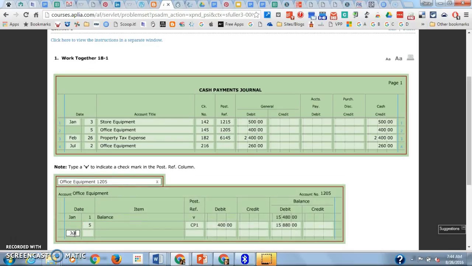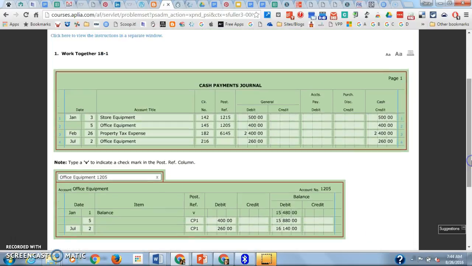And then our last one is office equipment. And so our date is July 2nd. Post reference is CP1. It's a debit of $260. And so our new debit balance is $16,140.